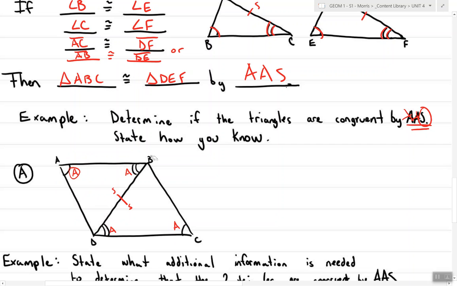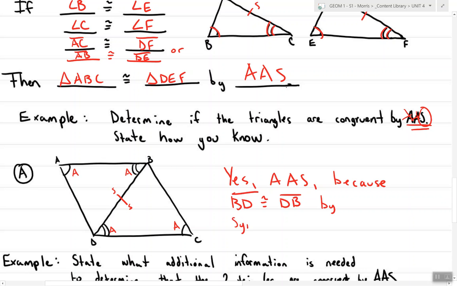Therefore, it is also an angle side. So, since that's true for both triangles, yes, they would be congruent by angle side, because BD would be congruent to DB, and remember it's flipped because the triangle's flipped over, and that would be by the symmetric property of congruence.